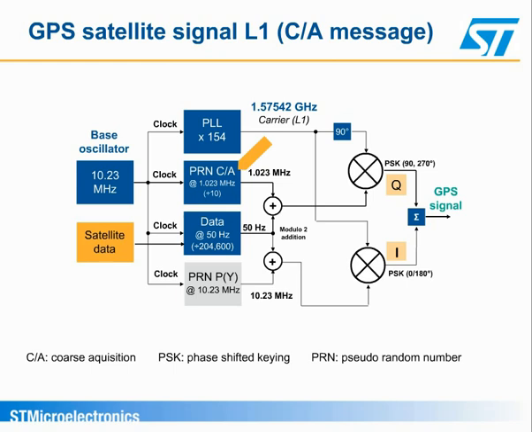This frequency is generated from the 10.23 MHz by dividing by 10. The third frequency we use is a 50 Hz clock, which is generated by dividing the 10.23 MHz by 204,600. The 50 Hz clock is used to transmit the satellite data. There is another frequency used for the PRNP code. This is for military use only, so it does not concern our receiver systems. The system uses phase-shifted keying modulation. There are two multipliers or mixers which use the frequency carriers either directly, I, or with a 90-degree shift, Q.